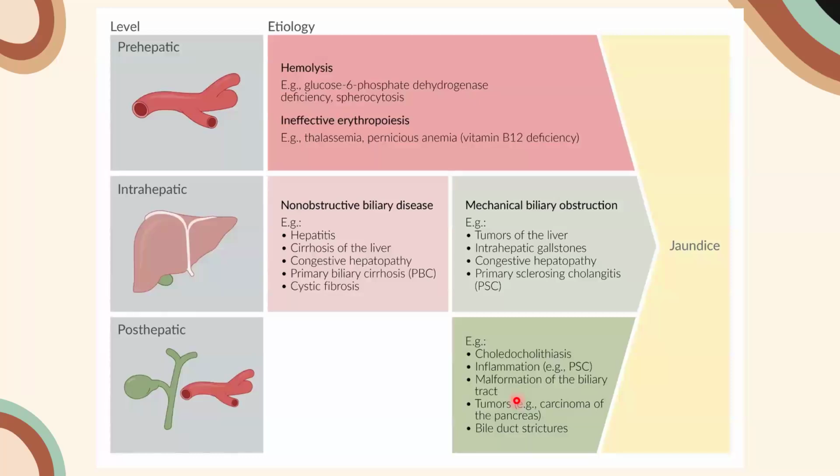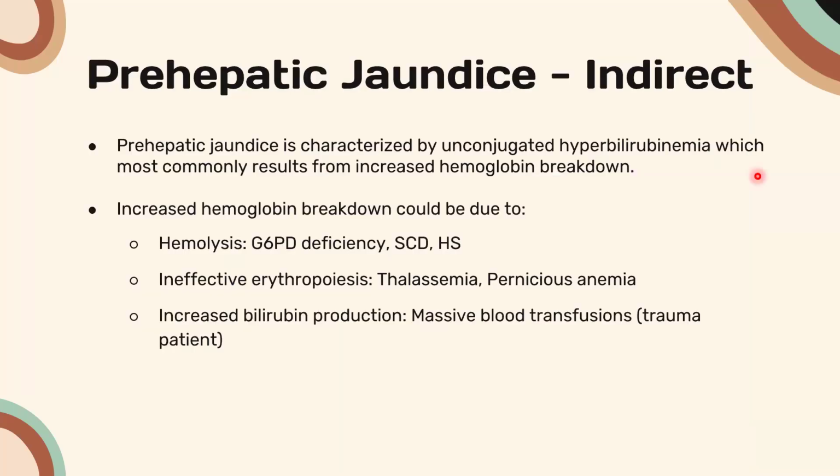Let's go into it in a bit more detail. So in pre-hepatic jaundice, there's going to be an increase in the indirect bilirubin levels. And why is that? It's because there is a problem before the liver starts to do anything. Like the name suggests, it's pre-hepatic. So it's characterized by unconjugated hyperbilirubinemia because the bilirubin has not reached the liver yet, so it has not undergone the conjugation process yet. And this can happen because of increased hemoglobin breakdown.